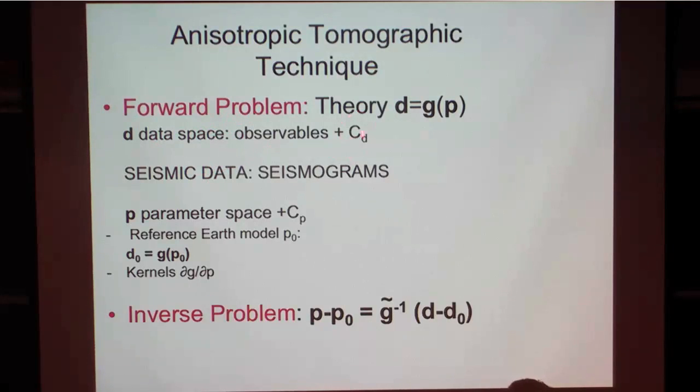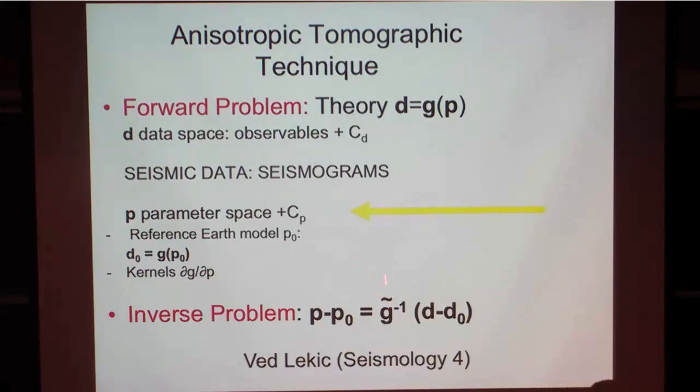We have also to define what is named a covariance function of data, which is related to the errors on the data. And the parameter space is what we have to work on when we want to take account of anisotropy. And again, we have to define a covariance function of parameters, I will not detail. Usually we start with a reference Earth model, and for example, I showed you that we calculate synthetic seismograms by using the PREM model, and we use the difference between the synthetic data and the observed data to solve the inverse problem. For the inverse problem, we have many different techniques, and I guess it will be addressed by Ved next week. We have to find the inverse operator of the G, which relates data and parameters.